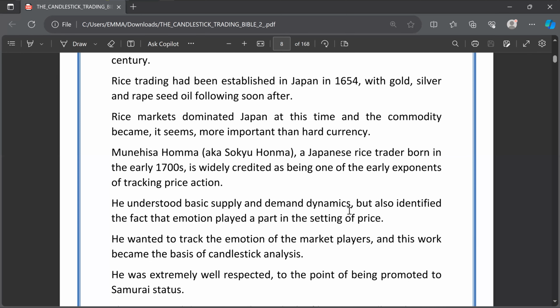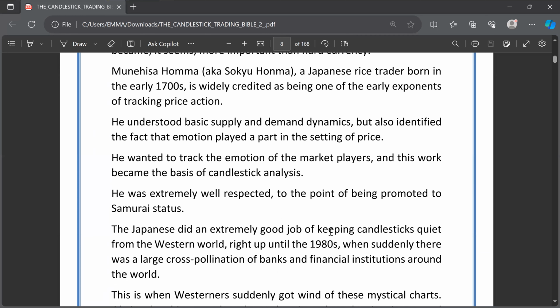So whatever was being traded, he made them digital. He tried to have a system for people to actually have time to learn, to read, understand, and then implement them. Now, he understood basic supply and demand dynamics. He also identified the fact that emotion played a part in the setting of price, right? Now, he wanted to track the emotion of the market players, and this work became the basis of candlestick analysis, right? So whatever we see on the charts is what is actually happening in the real world, on the market.